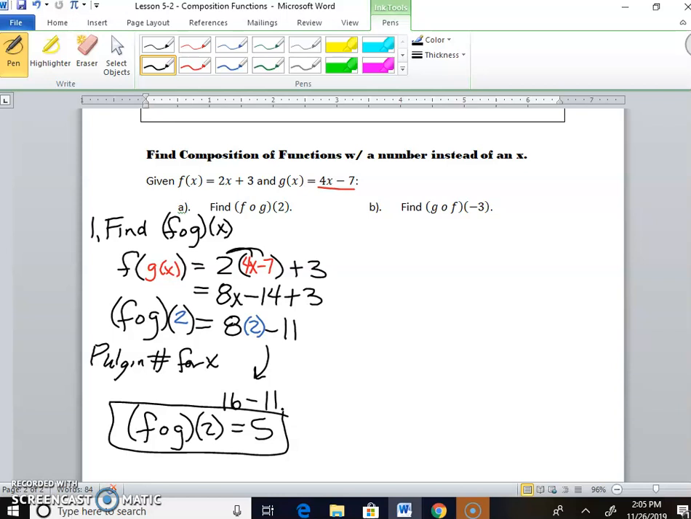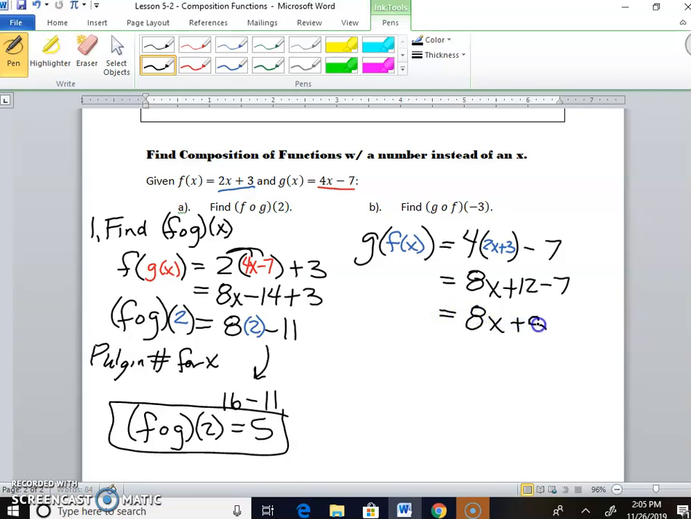Okay. One more over here. I've got g open circle f of negative 3. So I need to find g of f of x first. So my g function is 4 times whatever my f of x is, so that's 2x plus 3, minus 7. That's going to give me an 8x plus 12 minus 7. Okay, which gives me an 8x plus 5.